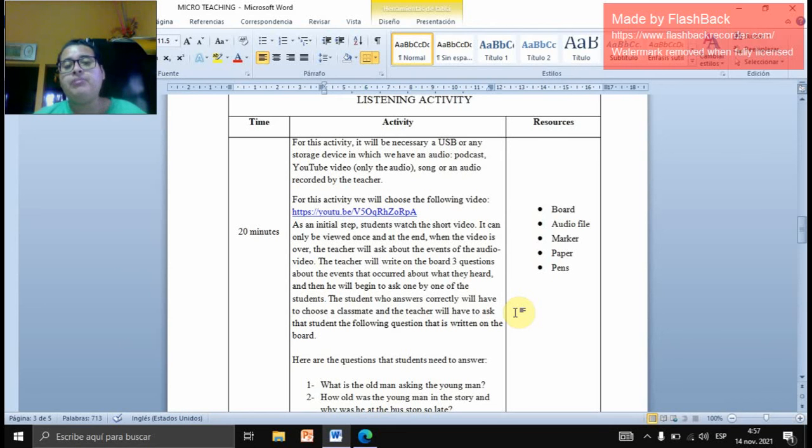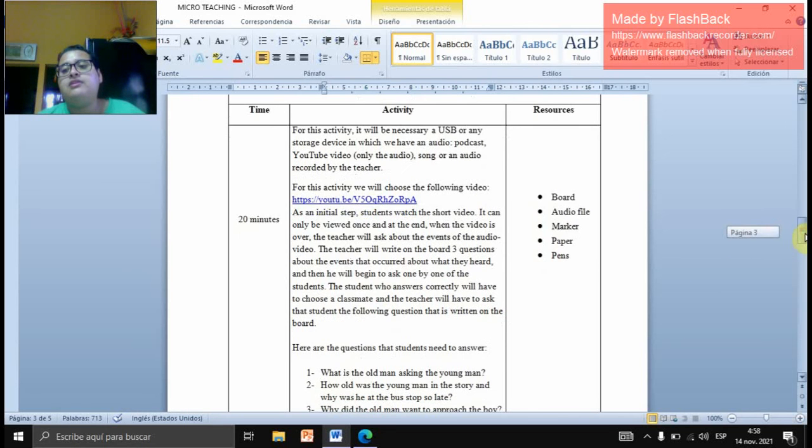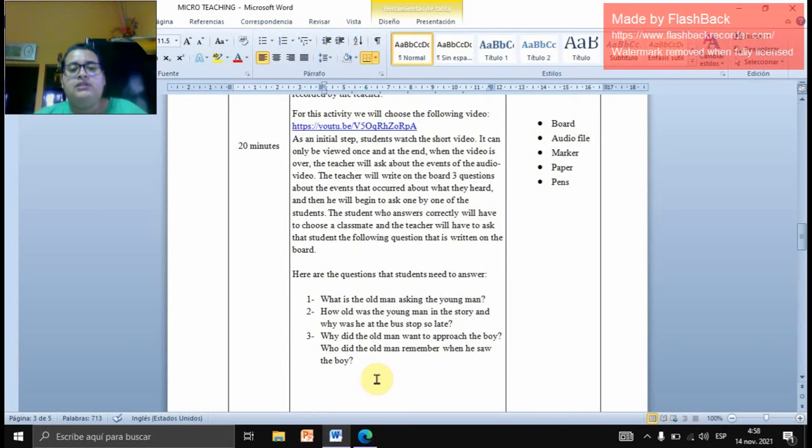And then the teacher will begin to ask the students one by one, and the students who answer correctly will have to choose a classmate, and the teacher will ask that student the following question written on the board. So the questions are the next ones. The first question is, what is the old man asking the young man? And they have to remember what they heard. They need to take notes while they are hearing the audio. So they have to pay real attention and decide how to respond to these questions.